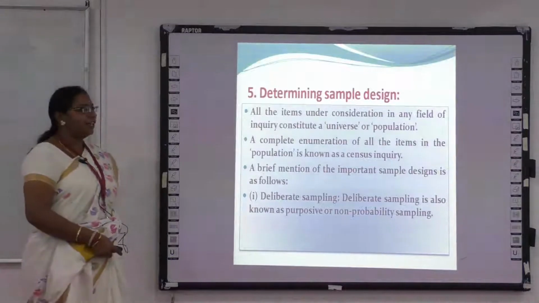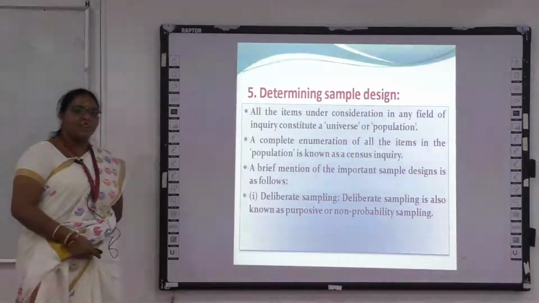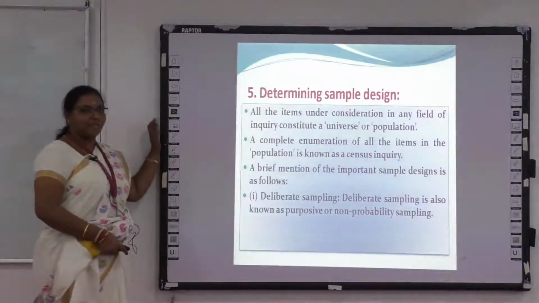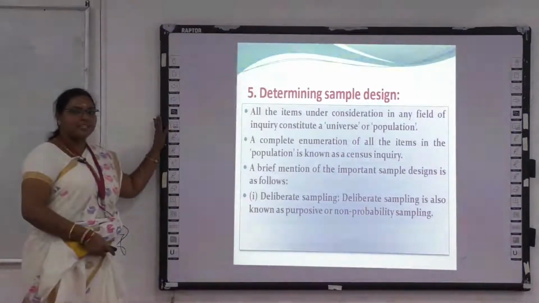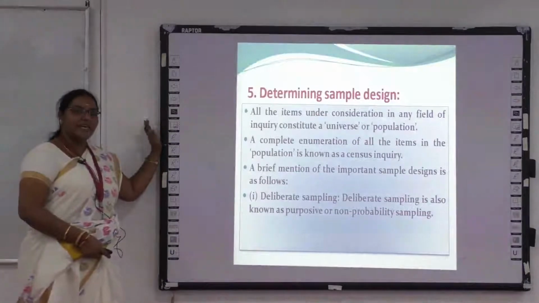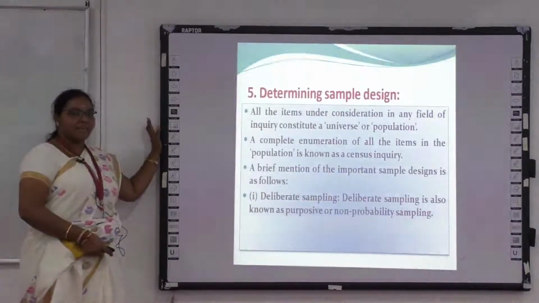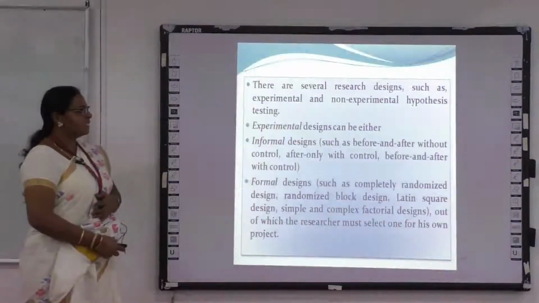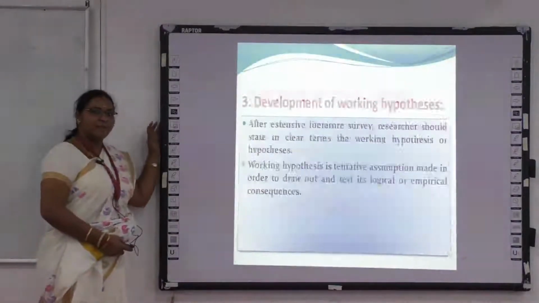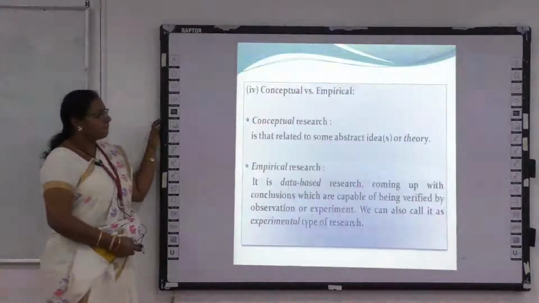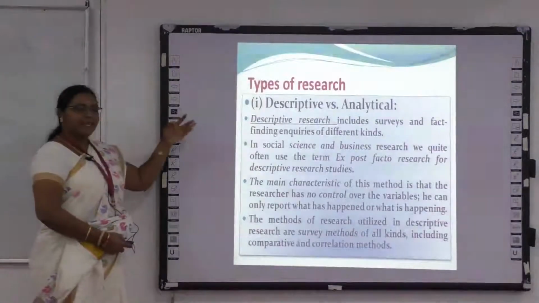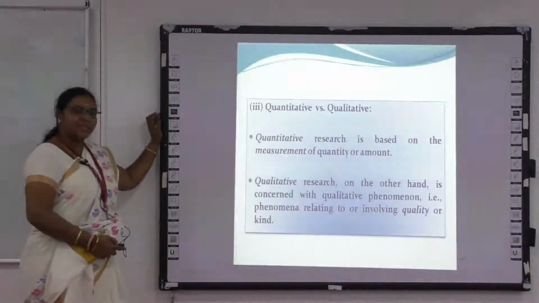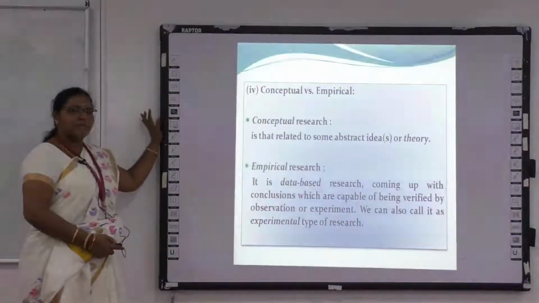Before continuing with my topic, I just want to have some revision. My topic was research methodology, what we have discussed. So what was research? Research is a search of knowledge, and after that we are going to have some clear-cut ideas with respect to types of research. Types of research are conceptual research, empirical research, descriptive and analytical research, applied and fundamental research, and quantitative and qualitative research.